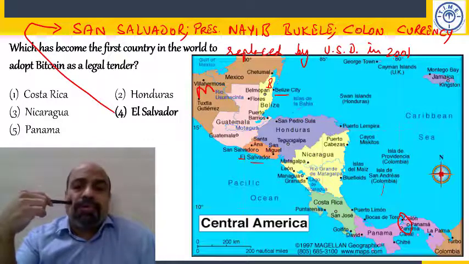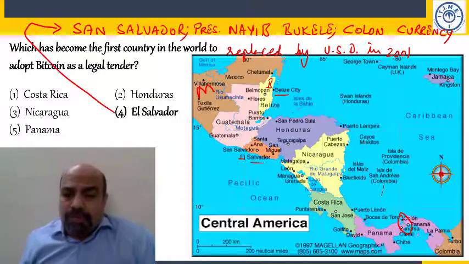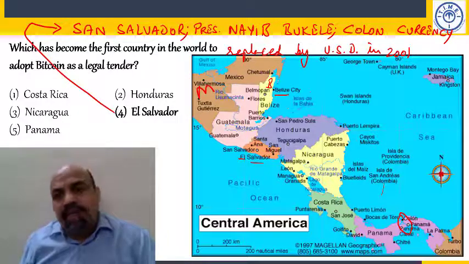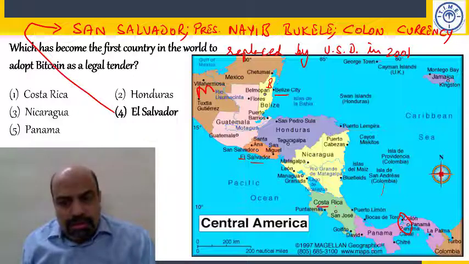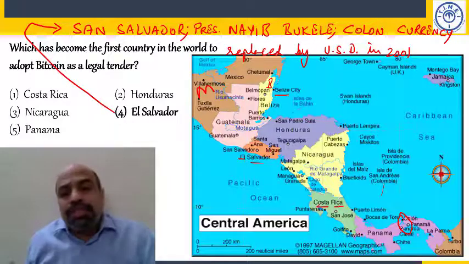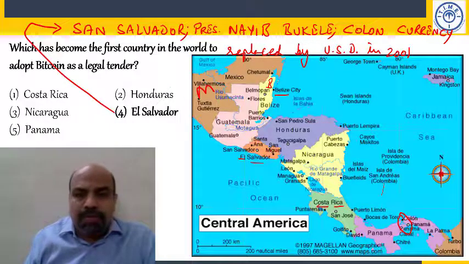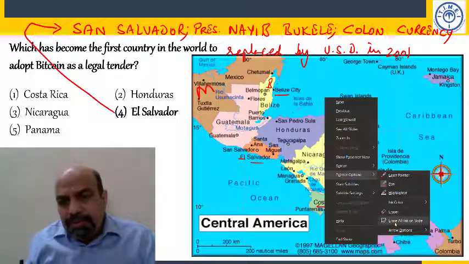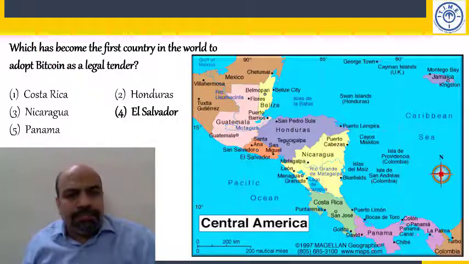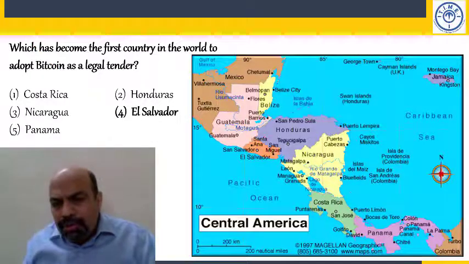Why don't we look at something more? Costa Rica. This is Costa Rica. Costa Rica, Spanish name, rich coast. Costa is coast, Rica is rich. So why don't you write about Costa Rica? You can know the names of the capitals if you look up the map carefully. We'll go in order. Costa Rica.